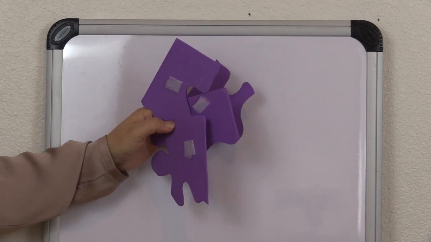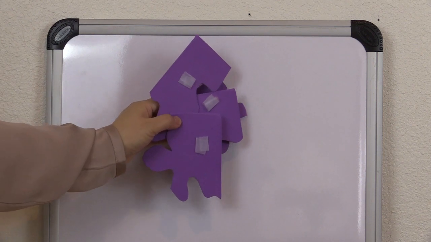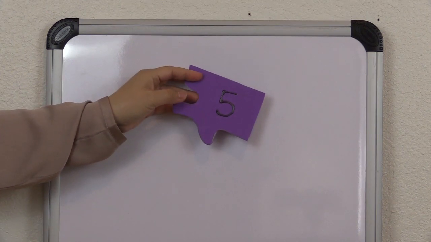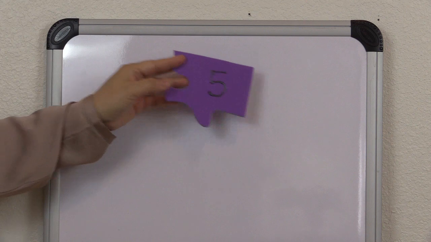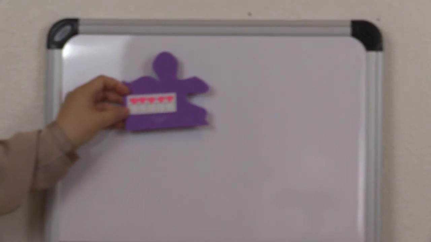So what's a puzzle? A puzzle is like something cut into pieces like this, and then you make it into one whole. We're going to use that concept here. I want to practice 5. This is my number 5. But what's the other way we can represent 5? We can use written form, F-I-V-E. And also we can use dots, single objects, 5 objects I have here. And I have a 10 frame here, so I have 5 out of 10.